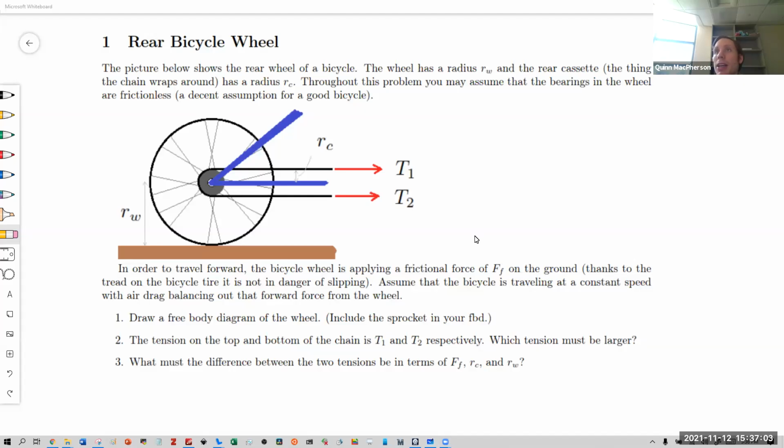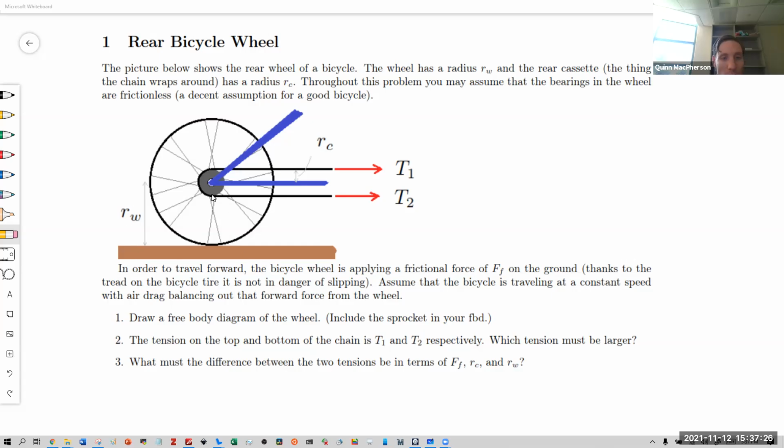Okay, in this problem, we're going to work with a problem involving a wheel of a bicycle. A lot of moving parts here. We have the wheel, it's being pushed up by the ground, it's rolling along at a constant speed. The chain on the top and bottom are trying to turn the wheel.